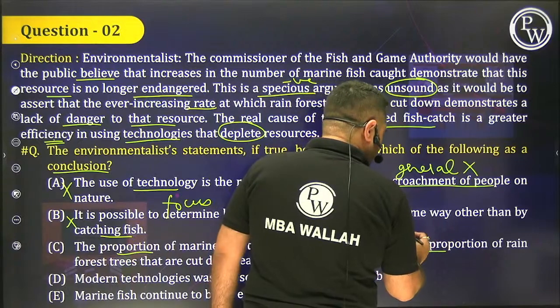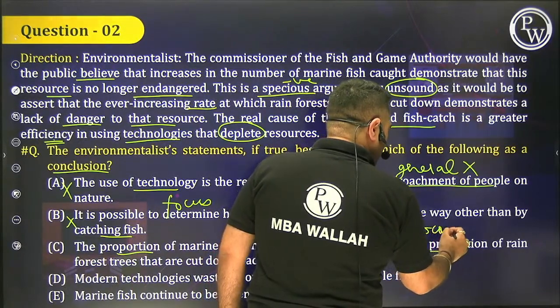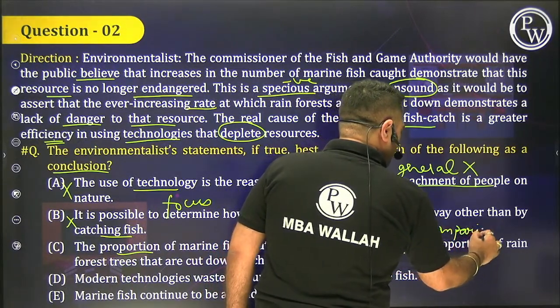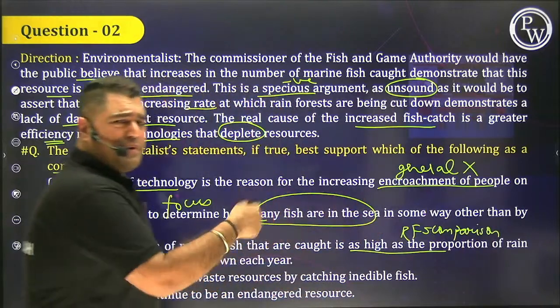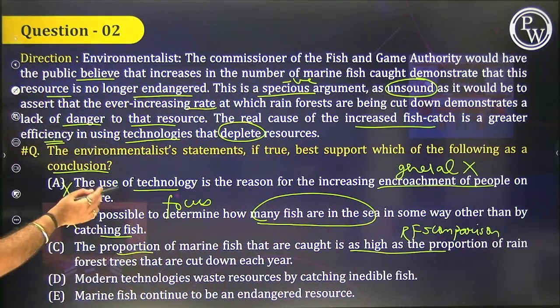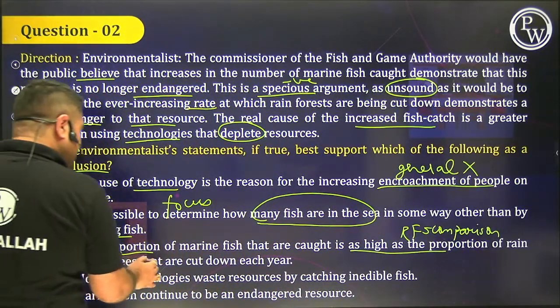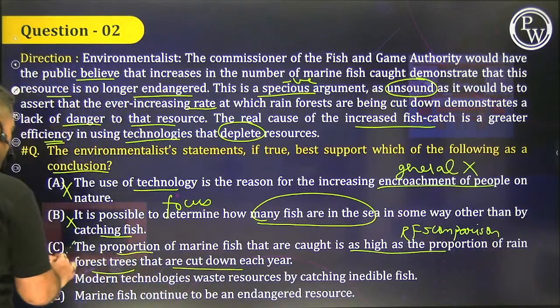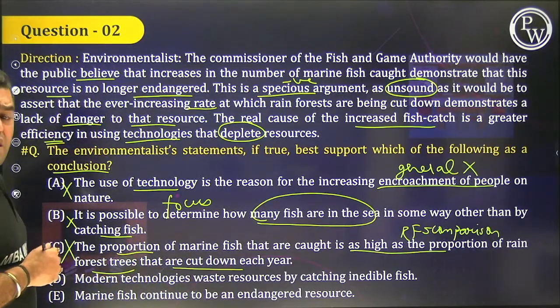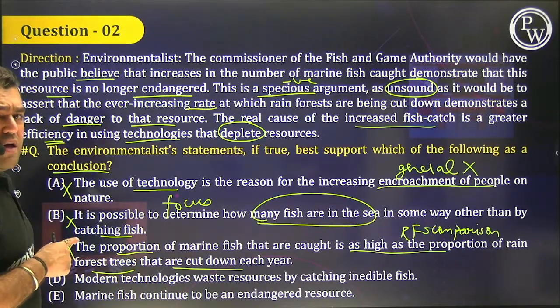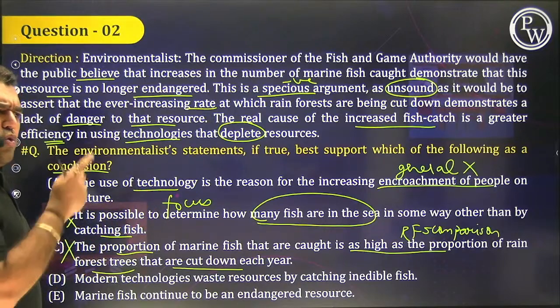This is a red flag because it is a comparison option. Remember, red flag. But let's compare. As high as the proportion of rainforest trees that are cut down each year. People, 100%, you cannot conclude this, and it is too definitive. This is extreme. How can you say that as much as is caught, that many trees are cut down?